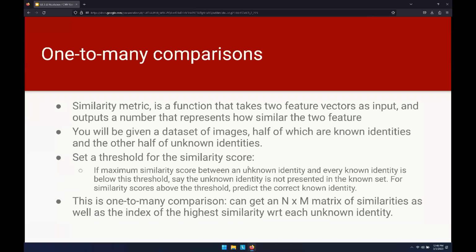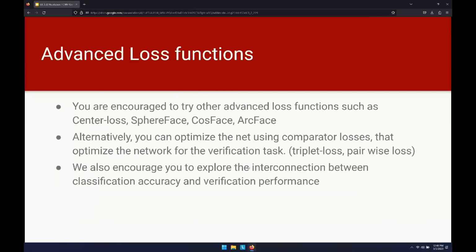Right. So when we talk about one-to-many comparisons, like I said, based on the similarity metric that you're using and how you've trained the network, your performance will vary greatly for verification. As explained before, you're doing one-to-many comparisons. You're comparing one query to all verified identities and trying to find out what that feature vector from the query image resembles in the database that we have over here.